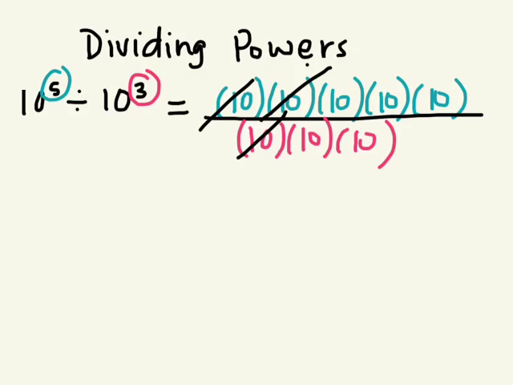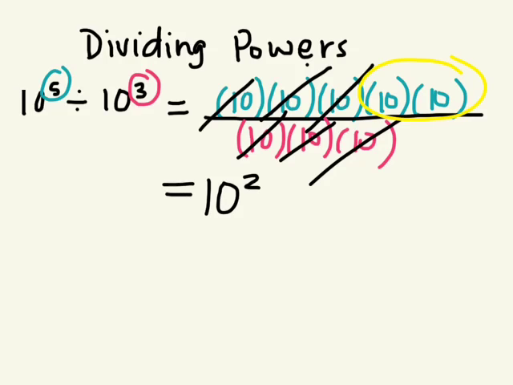10 divided by 10 again, cancels out. 10 divided by 10 again, cancels out. How many am I left with? 10. 2. So we have 10 to the power of 2.